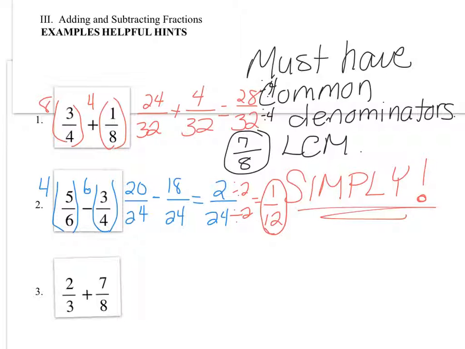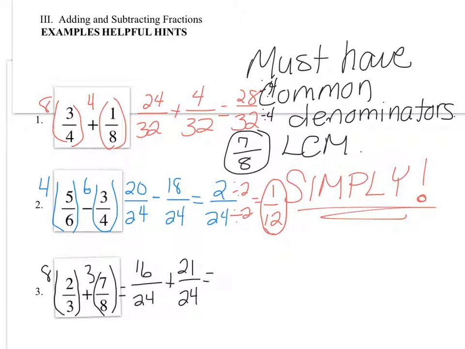And for number 3, you're going to multiply this one by 8. You'll multiply this one by 3. So you'll get 16 over 24 plus 21 over 24. 24 stays the same. 16 plus 21 is 37.